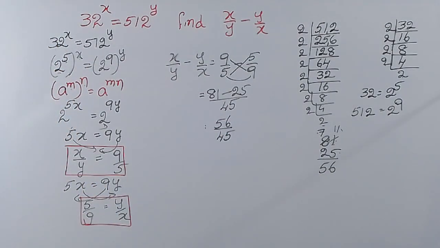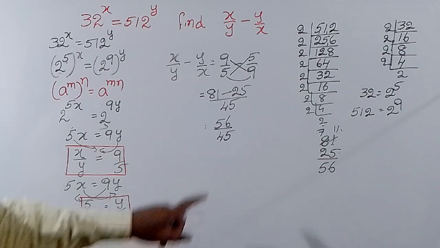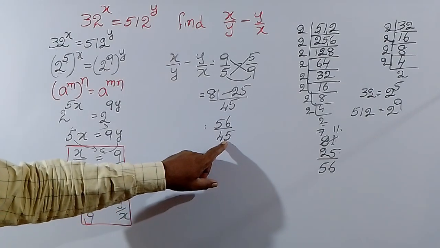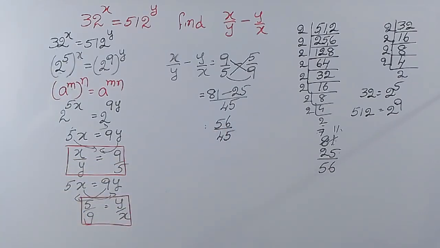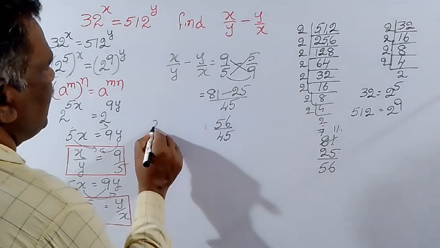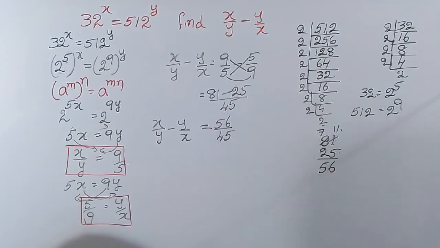56 by 45. Are there any cancellations? 2 table, 3 table, yedo table to cancel out 56 by 45. It's not cancelled by 2, because 45 is divisible by 3 or 5, but 56 is not divisible by 3 or 5 either. So that's why it's not cancelled. So x by y minus y by x is equal to 56 by 45.